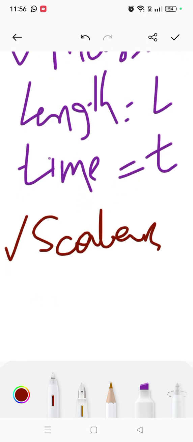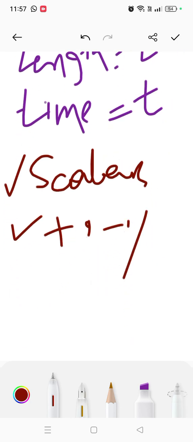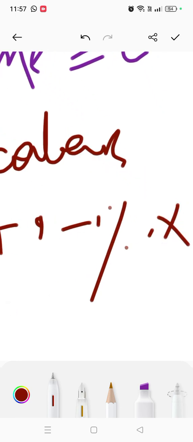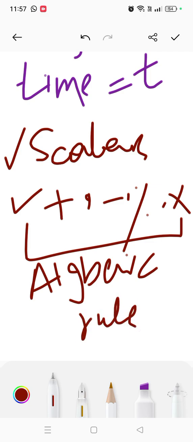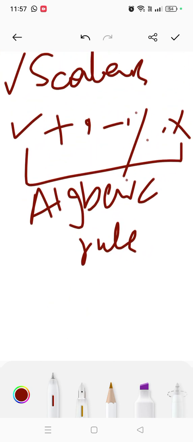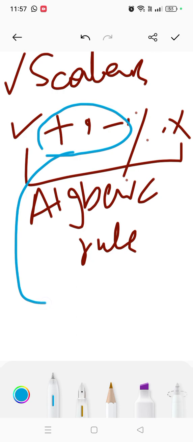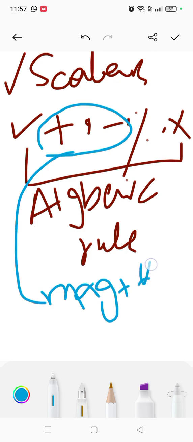Okay, and scalars, another very important point. Scalars can be added, they can be subtracted, they can be divided, and they can also be multiplied. So this means scalars follow algebraic laws as well. And these are added and subtracted when unit and dimensions are same. When we follow these algebraic rules, we need to make sure that one condition always holds: when we add or subtract, magnitude plus magnitude, and the unit must be same.